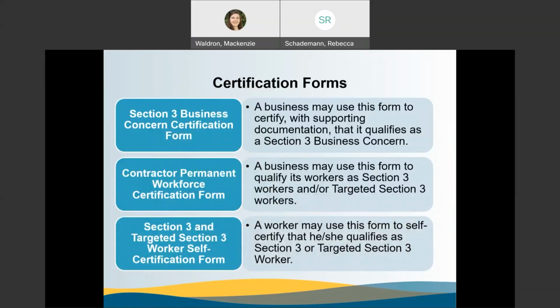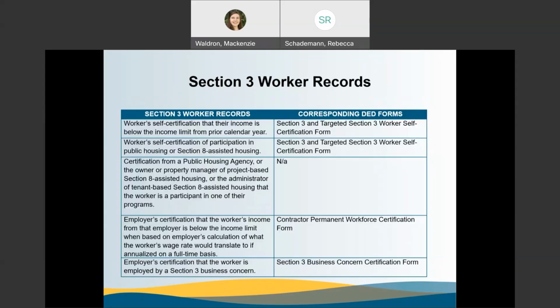So these 3 certification forms are as follows. The Section 3 Business Concern Certification Form. A business may use this form to certify with supporting documentation that it qualifies as a Section 3 business concern. Next form is called Contractor Permanent Workforce Certification Form. A business may use this form to qualify its workers as Section 3 workers and/or targeted Section 3 workers. And lastly, the Section 3 and targeted Section 3 workers self-certification forms. An individual may use this form to self-certify that he or she qualifies as a Section 3 or targeted Section 3 worker.